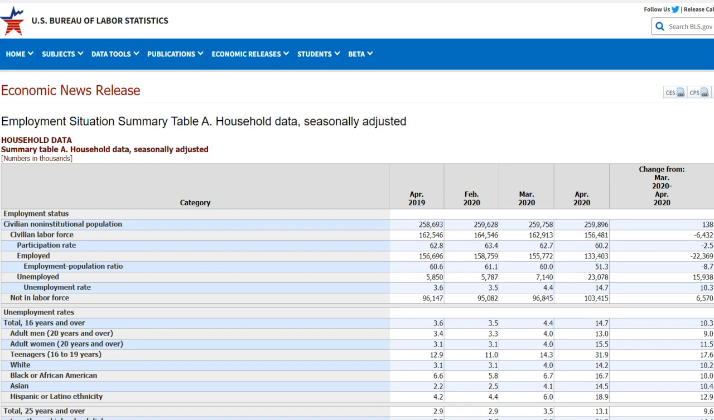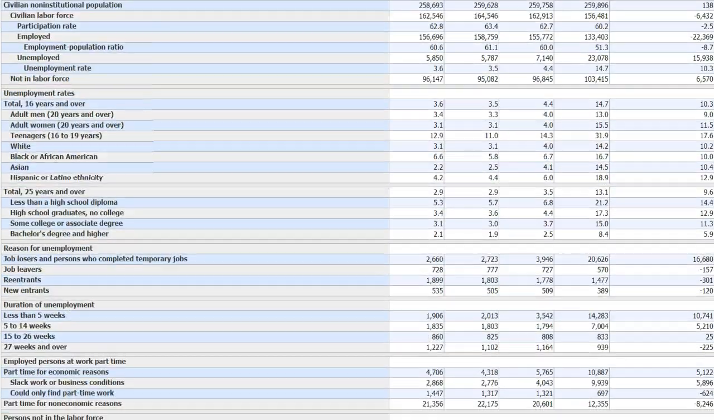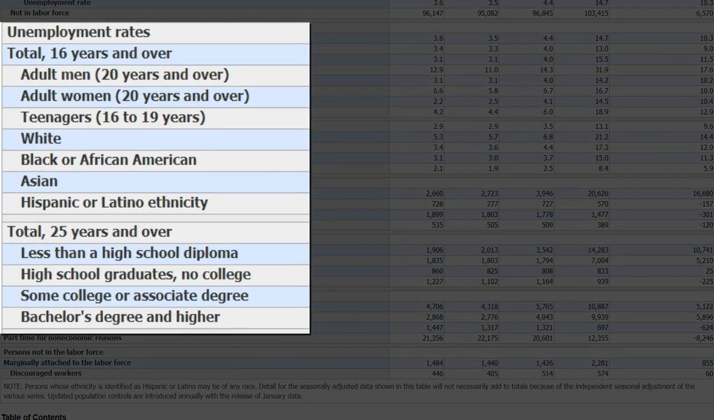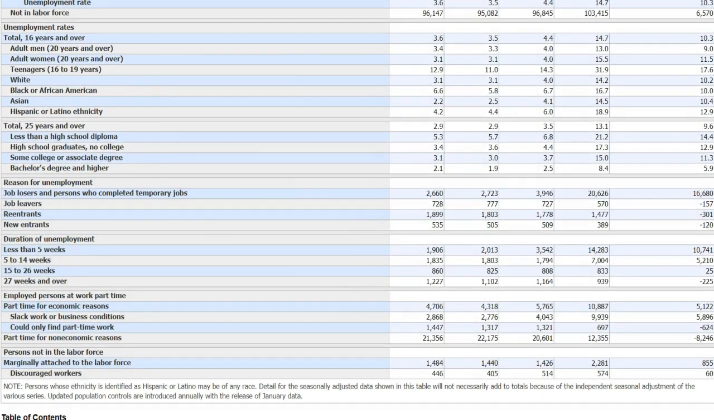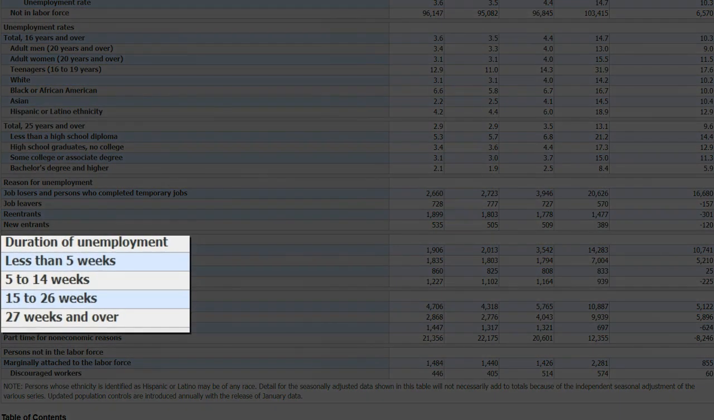Below the headline data, the summary chart breaks down the unemployment rate by age groups, sex, race, ethnicity, education, so sometimes that is useful information to find. And at the bottom, there's a few nuggets that you want to pay attention to, as again, I think these will be important going forward. The first is the duration of unemployment. So this tells us how long people have been unemployed for.